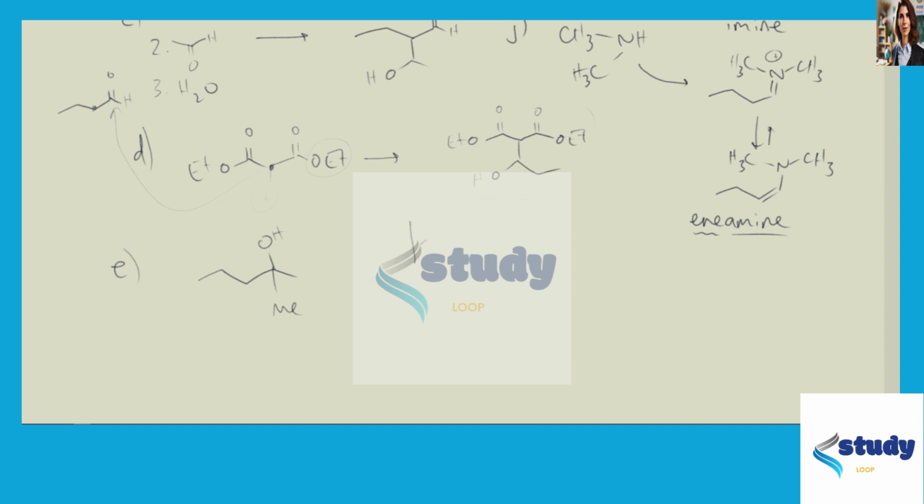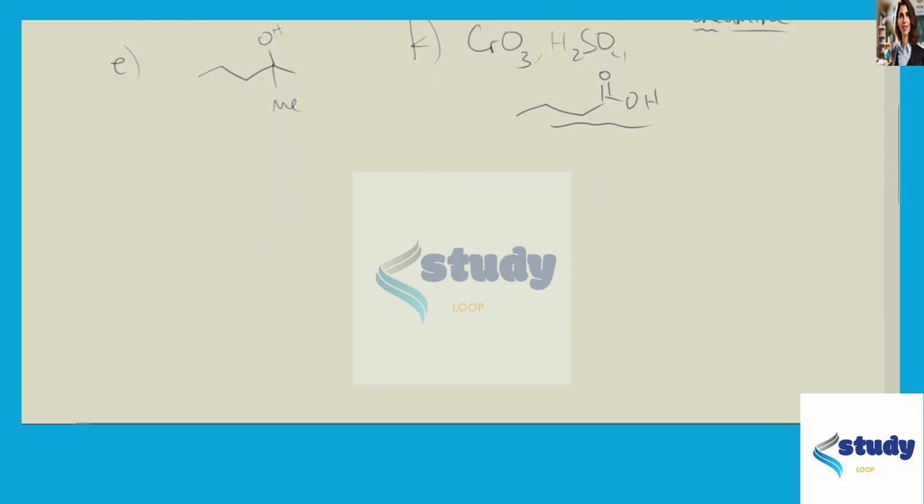Okay, how we're doing? We are on K. So we're using CrO3, H2SO4, superoxidizing conditions. This is going to take our aldehyde all the way up to carboxylic acid. Okay, let's look at L, Br2, and we have this carboxylic acid.